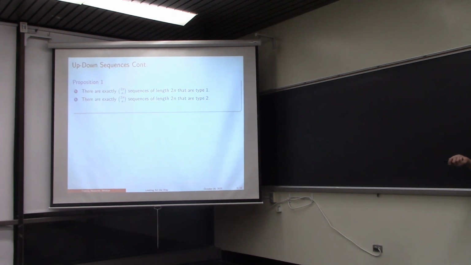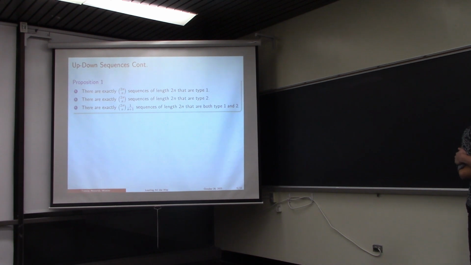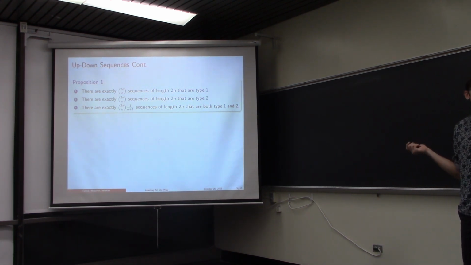The first one is kind of obvious. The second one is not so obvious. And the third fact is that there are exactly 2n choose n over n plus 1 sequences of length 2n that are both type 1 and type 2. So the intersection of these two is smaller by a factor of 1 over n plus 1. And so we're going to prove this.